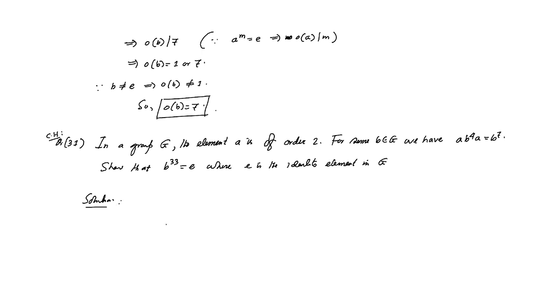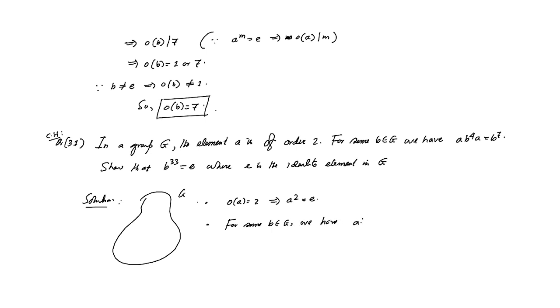So what is given? Given in the group G is an element A of order 2, and from that we can write A square equals identity. It is also given that for some B belonging to G, we have A B to the power 4 A equals B to the power 7. We consider this as star.